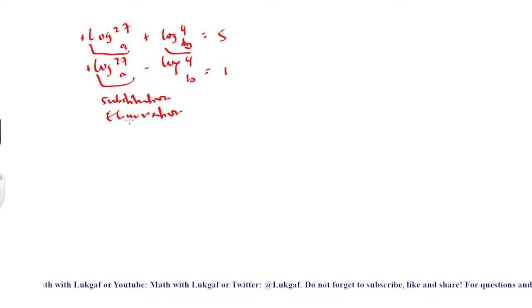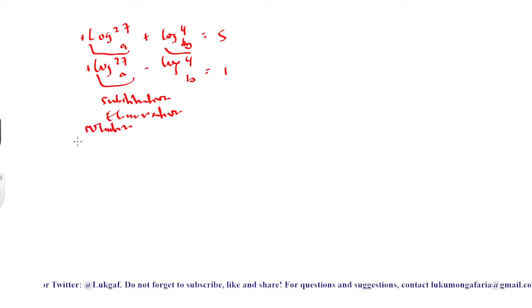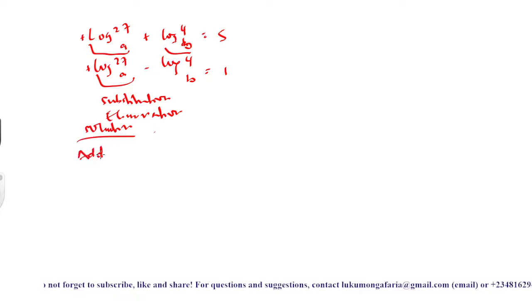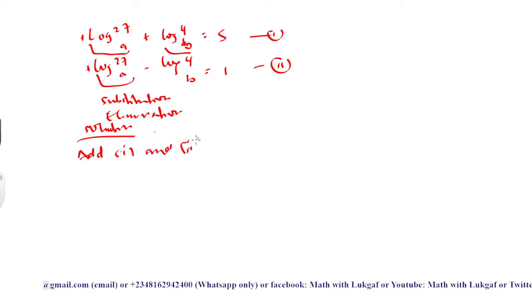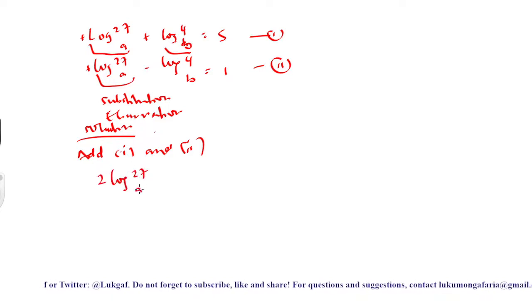Okay, now let's continue with the solution. I can simply add, maybe you call this equation 1, equation 2, and add 1 and 2. If you add equation 1 and 2, you will see that this plus this will give me log 27 base a plus log 27 base a. That will give me 2 log 27 base a. It is just like when you say 1 biscuit plus 1 biscuit, that will give you 2 biscuits.